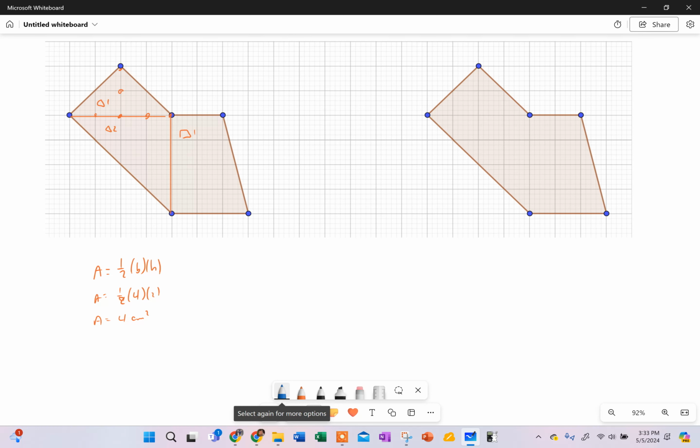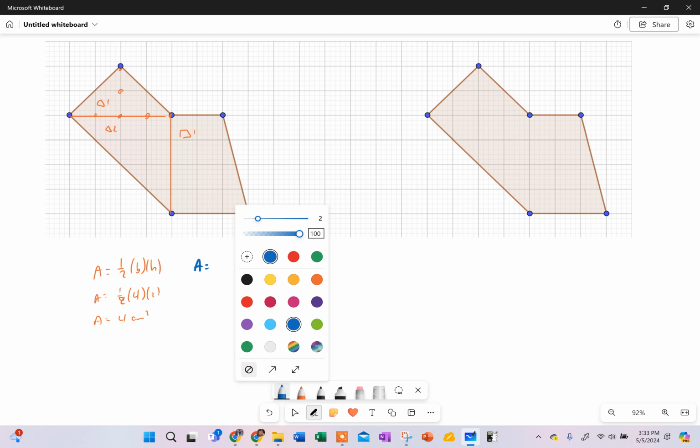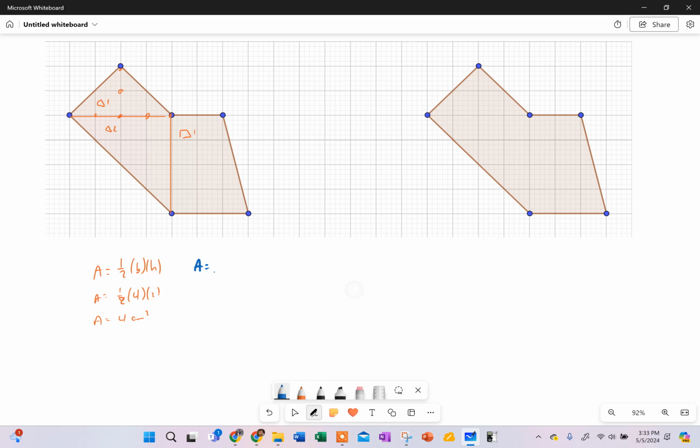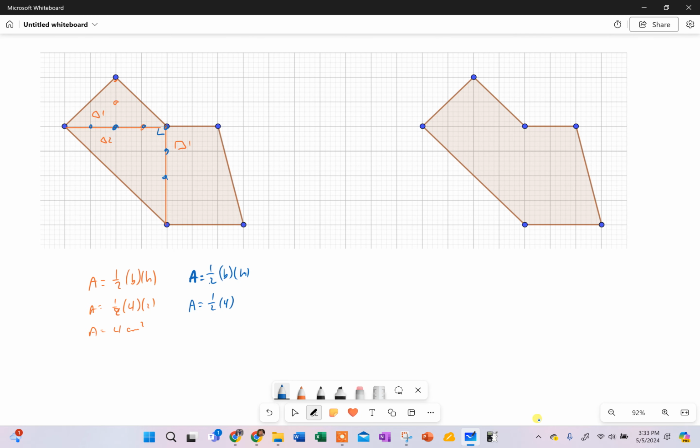I'm going to do the second triangle. Once again, I'm going to use area equals 1/2 base times height because it's a triangle. And you'll have to be a little bit careful with this triangle because here's my right angle. So my base is 1, 2, 3, 4. And my height is 1, 2, 3, 4. Oh, it's an isosceles right angle triangle. So 4 times 4 is 16. Half of 16 is 8. So I get 8 centimeters squared.